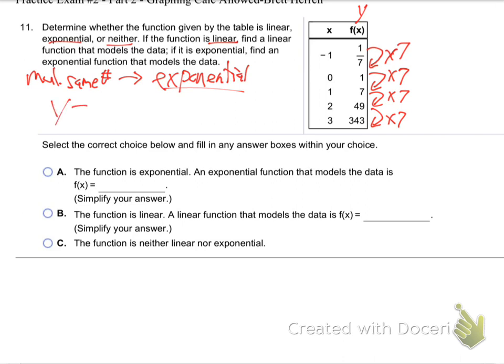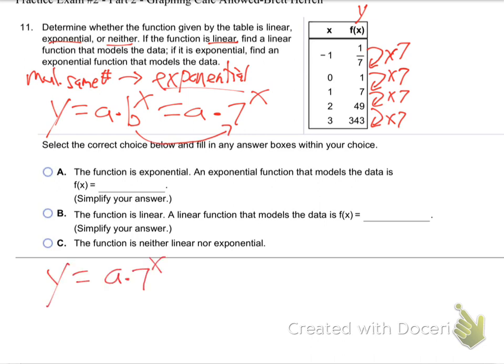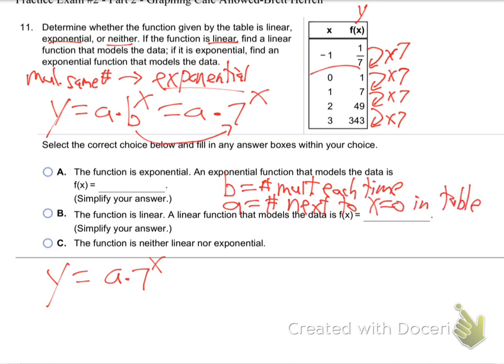And then how do we find the formula? It's y equals a times b to the x. And the b is the number being multiplied every time. So the b is the 7. So bring it down here: a times 7 to the x. The b equals the number multiplied each time, and the a is the number next to x equals 0 in the table. So that would be, in this case, 1. So this is y equals 1 times 7 to the x power.